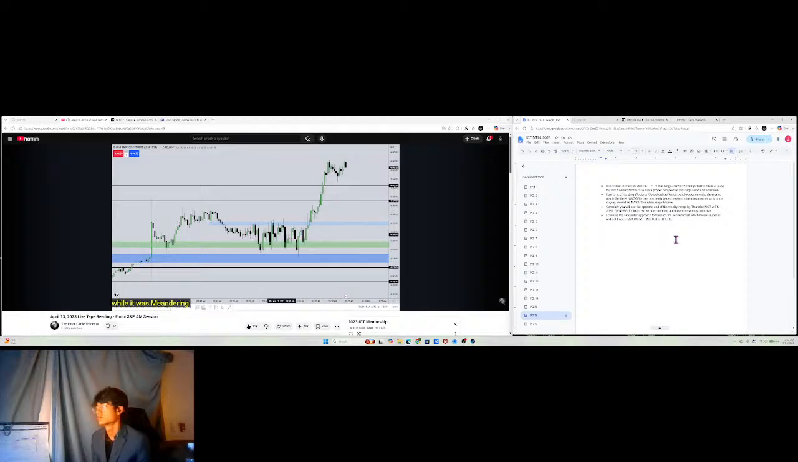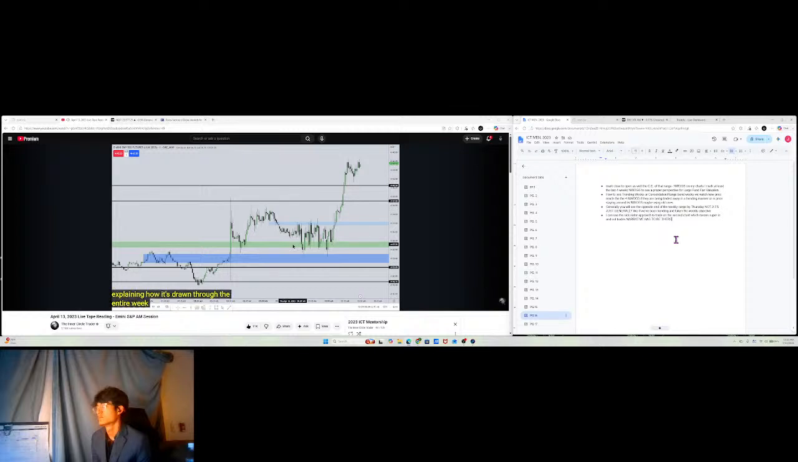While it was meandering around here, going sideways, I referred to that initial fair value gap on Monday, explaining how it's drawn through the entire week, much like I teach the opening price on Sunday. If you drag that through all of the week, it will treat it as fair value.